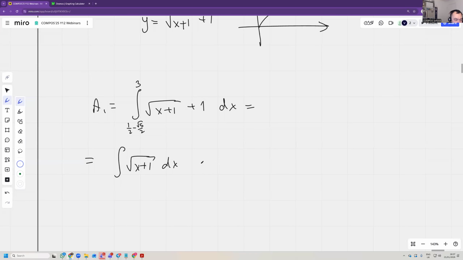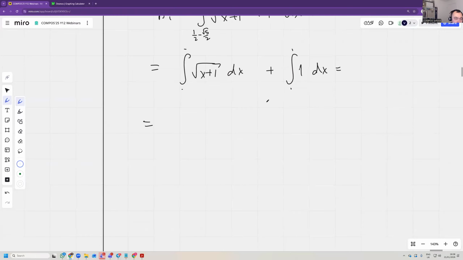You break it into 2 integrals, plus the integral of 1 dx. I'm just going to drop the limits for now. But for this integral, you do a substitution. x plus 1 is u, and then you differentiate du/dx. Well, if you differentiate u, that's just going to be 1. And that means that du is equal to dx.